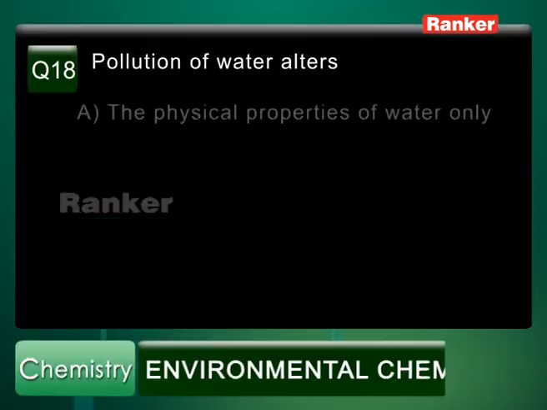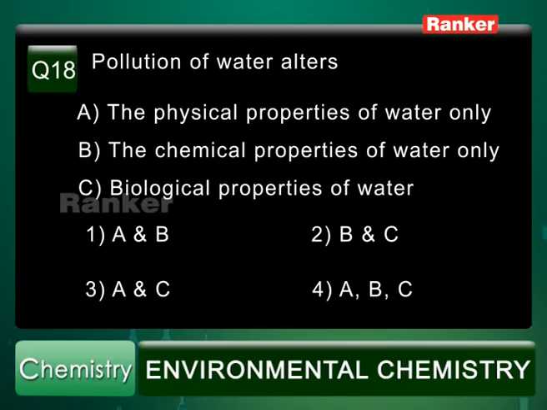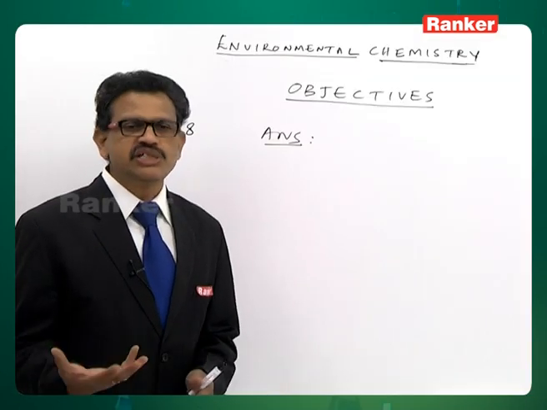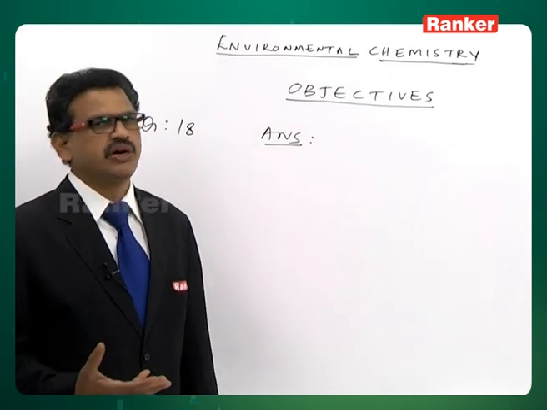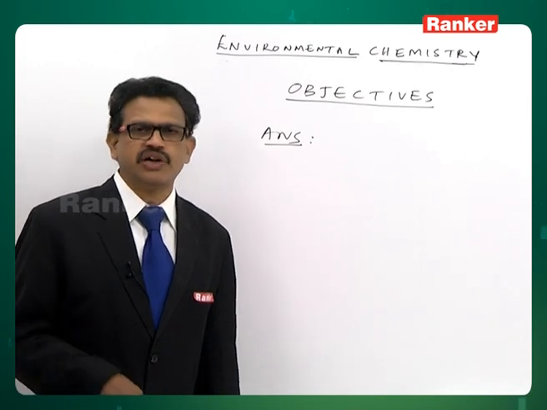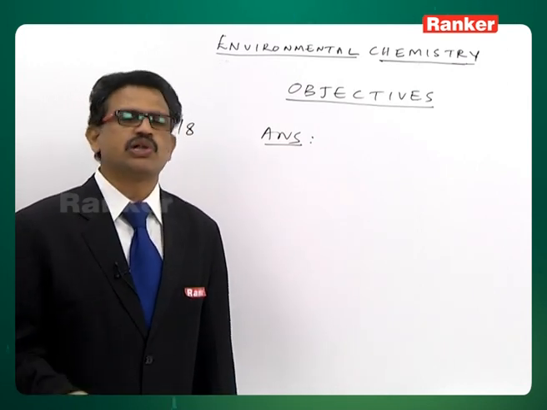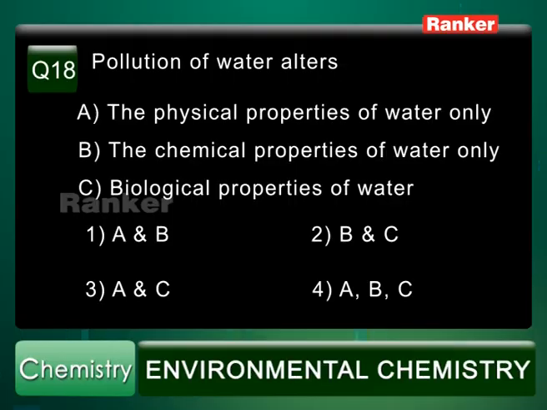18th question, pollution of water alters: A, the physical properties of water only, B, the chemical properties of water only, C, biological properties of water. Option 1 is A and B, option 2 is B and C, option 3 is A and C, option 4 is A, B, C. So pollution of water alters physical properties like color, taste, appearance. The chemical properties cannot fit for drinking purposes, and the biological properties also, aquatic life cannot survive in that. Therefore we can go for answer 4 as combination of A, B, C.